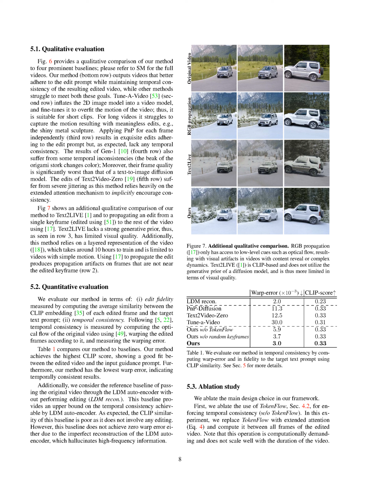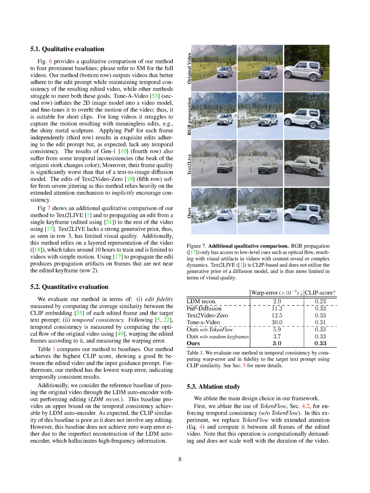The Gen-1 method, fourth row, also suffers from temporal inconsistencies, such as the color change of the origami stork's beak. Moreover, the quality of their frames is significantly worse than that of a text-to-image diffusion model. The Text2Video-Zero method, fifth row, results in severe jittering as it heavily relies on the extended attention mechanism to encourage consistency. We also compared our method to Text2LIVE and a method that propagates an edit from a single keyframe to the rest of the video.